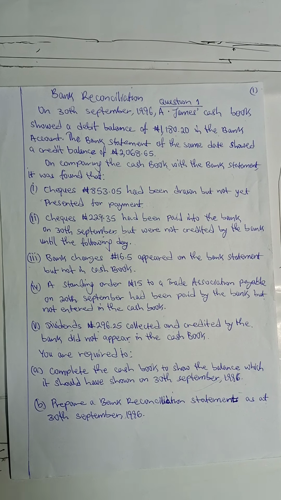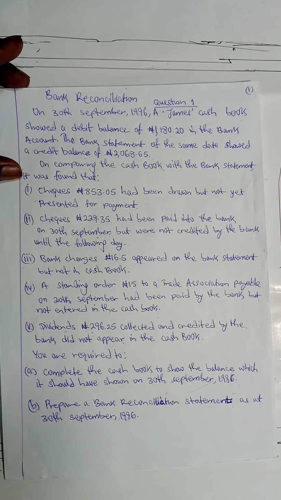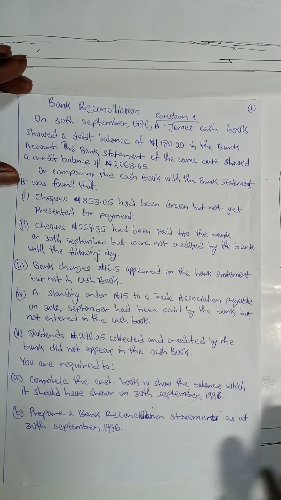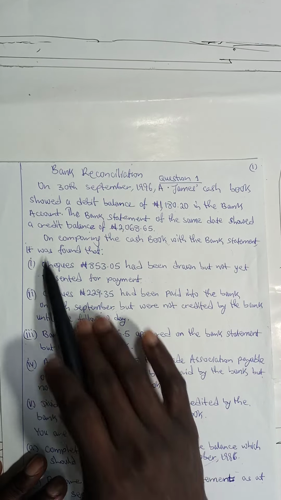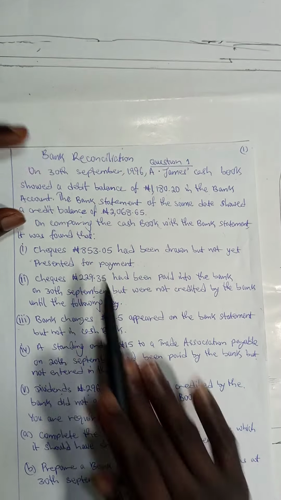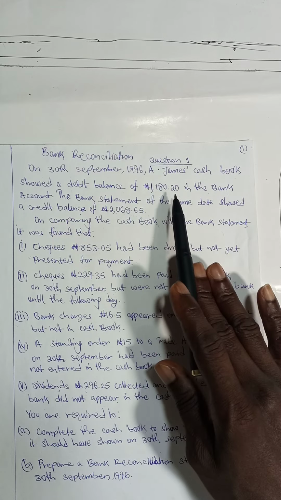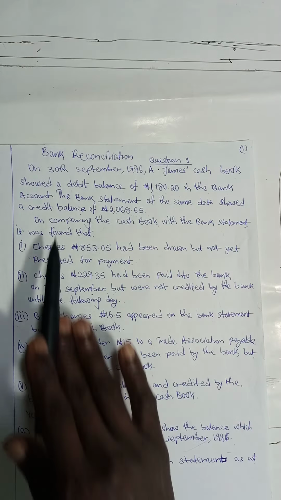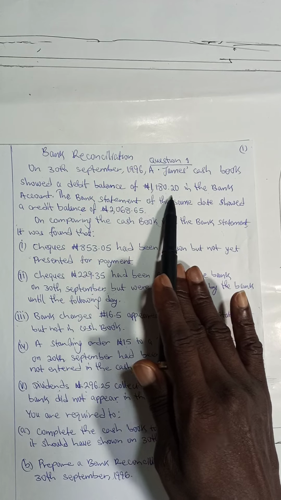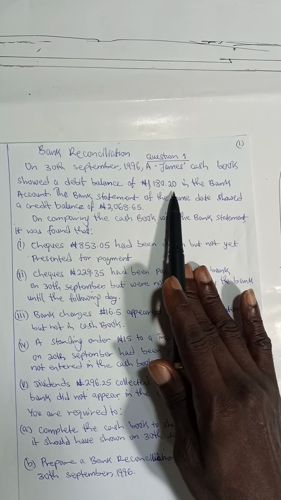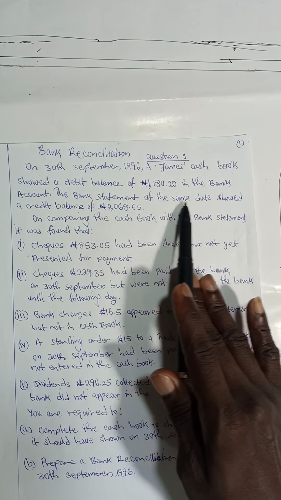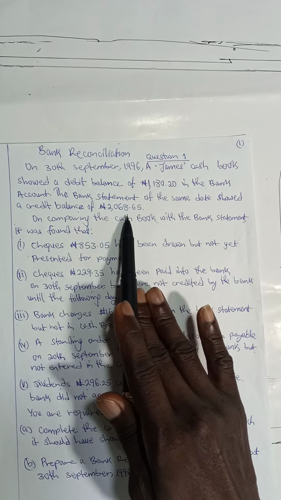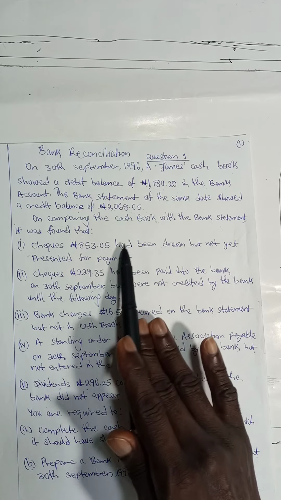So, we have to solve some questions here. So here is a question that we want to solve. You can see this is a question. On 30th September 1996, A. James' cash book showed a debit balance of 1,180 naira 20 kobo in the bank account. The bank statement of the same date showed a credit balance of 2,068 naira 65 kobo.